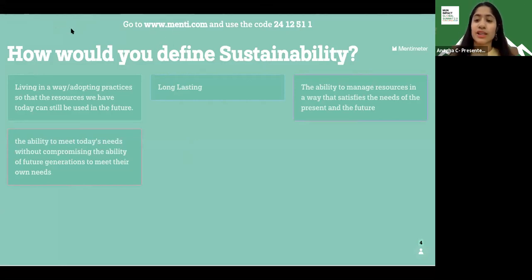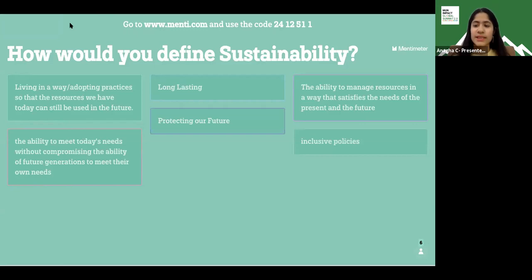Okay, so I see someone said long lasting. That is definitely a great word to describe sustainability. There's also the ability to manage resources in a way that satisfies the present and doesn't compromise for the future. Protecting our future, yes. And then the ability to meet today's needs without compromising the ability of future generations is very much a solid definition of what sustainability means. Inclusive policies, yes, we want the policies to revolve around not only politics and environment, but also economics, cultural, and social dimensions. A continuous fight against injustice, yes.